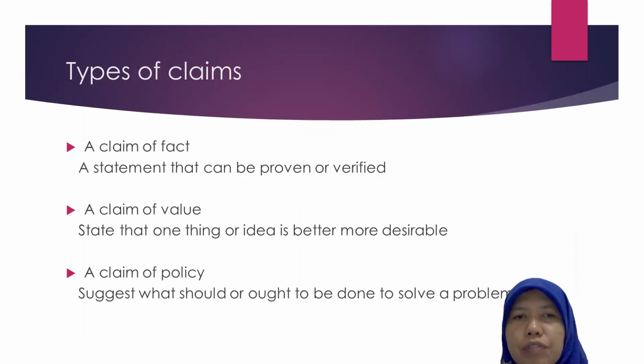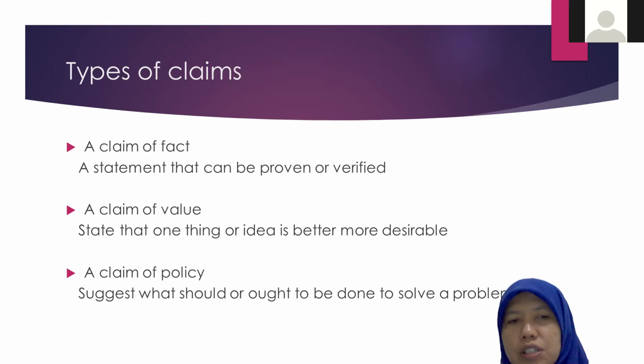Let's talk about types of claim. There are three types of claim. The first is a claim of fact. It is a statement that can be proven or verified. The second is a claim of value. It states that something or an idea is better or more desirable. The third is a claim of policy. It means that the claim suggests what should or ought to be done to solve the problems.